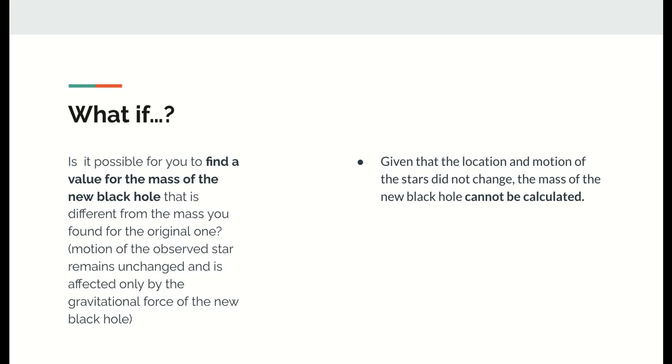What if the black hole was swapped out for a different black hole at the origin? If the star's motion remains the same, it would be impossible to find a different value for the mass of the new black hole. In this lab, the star's motion is predetermined and not based on the gravitational net force of the black hole. Basically, the star's motion decides the mass of the black hole, and if that does not change, then neither will the black hole's mass.